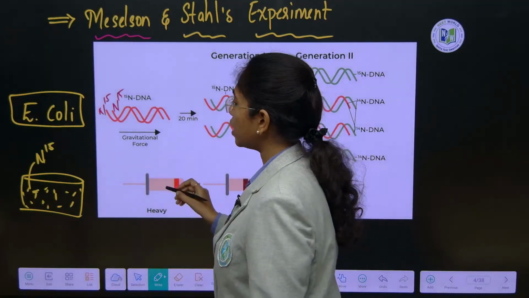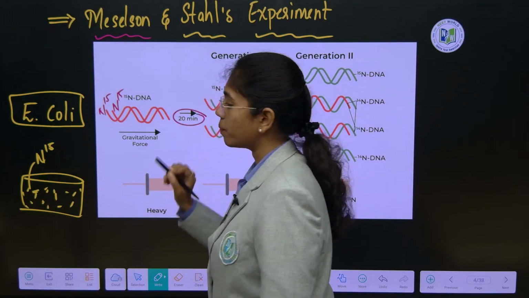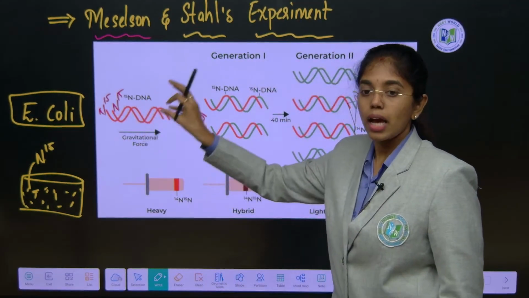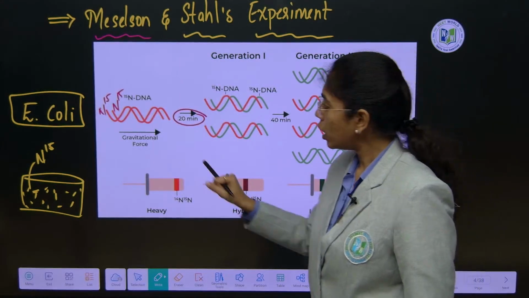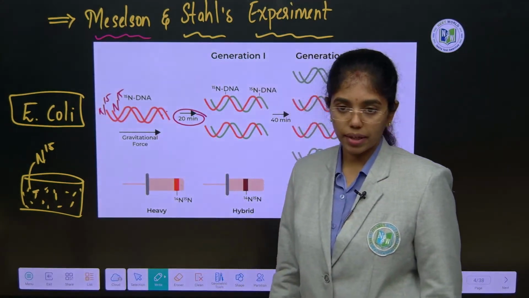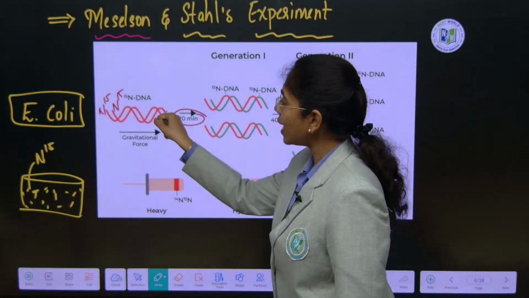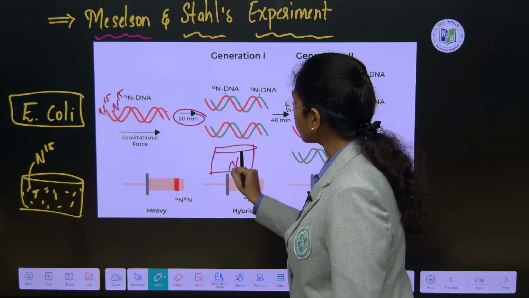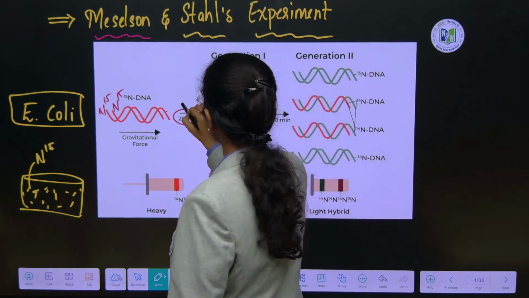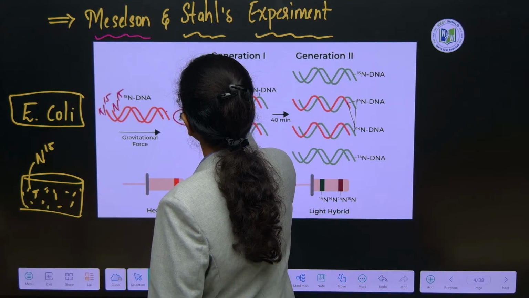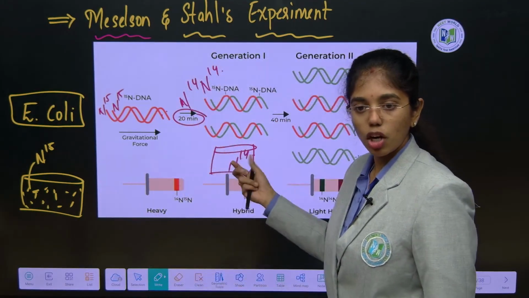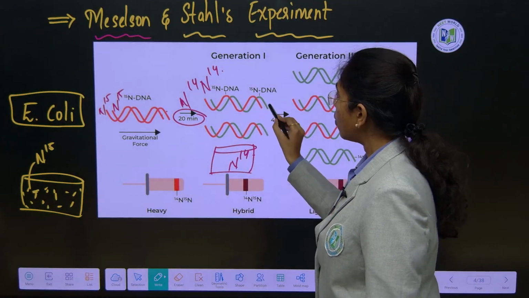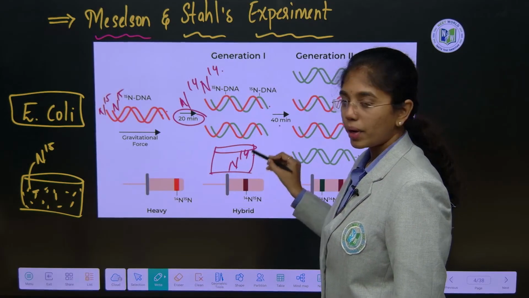One generation time in E. coli is 20 minutes, okay, 20 minutes. So here N15 DNA is there, right. According to the semi-conservative method of DNA replication, each strand should act as a template, right. So when this heavy isotope is cultured for the next generation in normal nitrogen medium, that is N14, for 20 minutes, what happens is after 20 minutes you can see one heavy isotope and one light isotope, one heavy and one light.